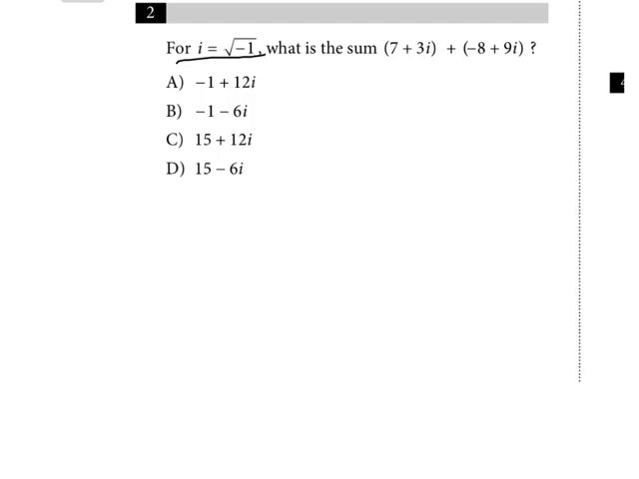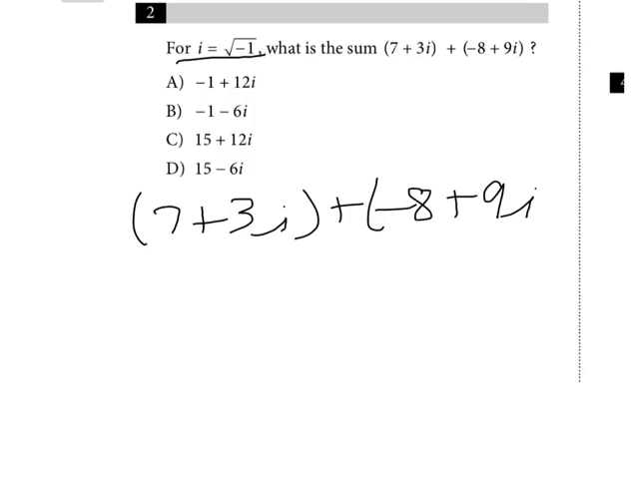In this case, if we want to find the sum of this expression here, well, honestly, we could just add the like terms. So, what do we got here? We have a 7 and a negative 8. Obviously, that is negative 1. And then we have a 3i and a 9i.